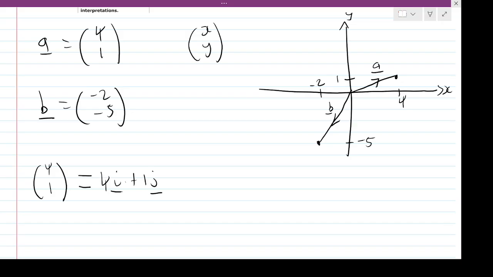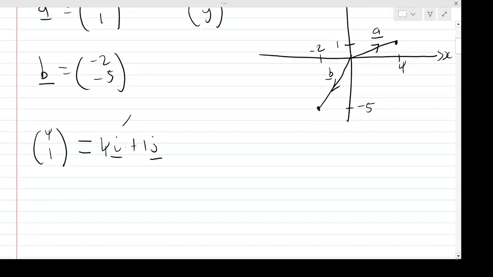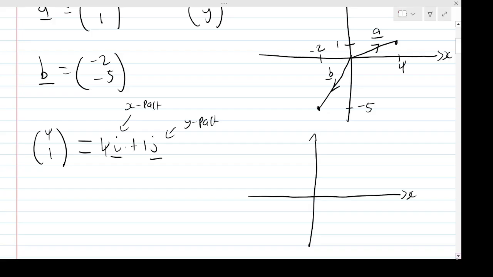And then i and j are vectors, which are underlined. Now, what does that mean? Well, it means exactly the same thing. You can think of i as the x part or the x component and j as the y part. So if we were to plot this on an axis again, xy again, 4i is going to be 4 along the x-axis, but it's going to be 4i now. And 1j would be 1 on the y-axis, but it'd be 1j instead.